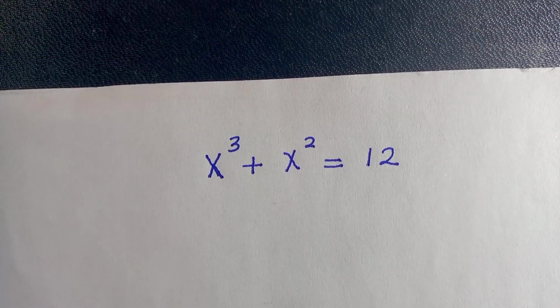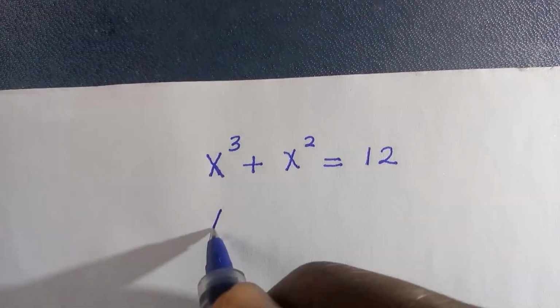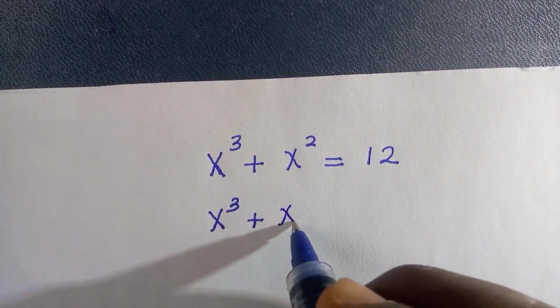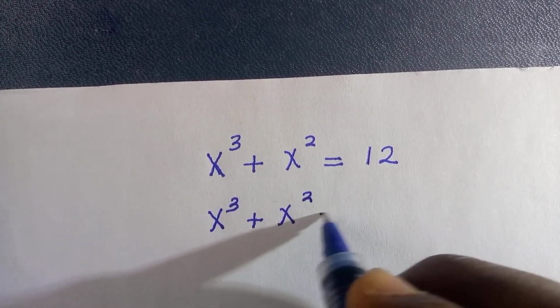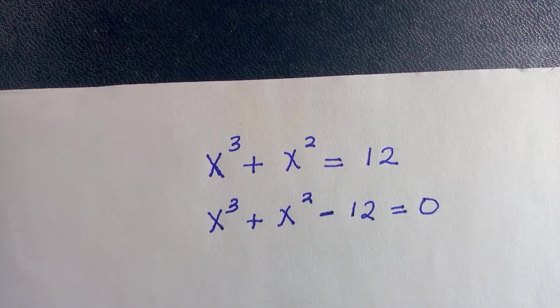Let's solve this math problem. And here is the question. So the first thing we are going to do is we have x to the power of 3 plus x to the power of 2, and we take 12 here, which comes with negative, equals to 0.